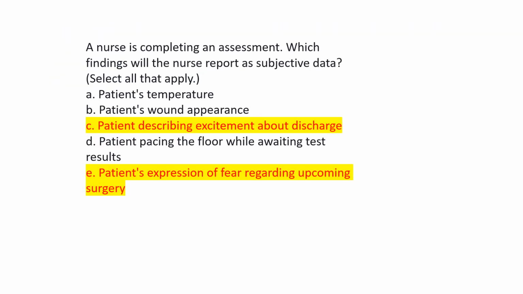Answer C. Patient describing excitement about discharge. E. Patient's expression of fear regarding upcoming surgery.